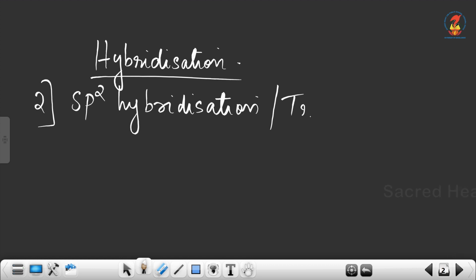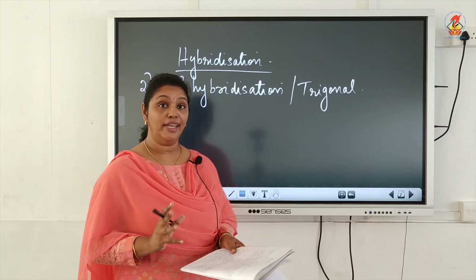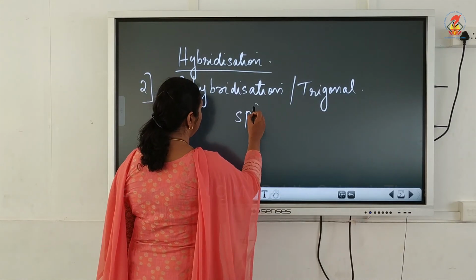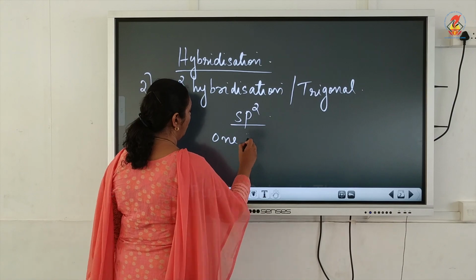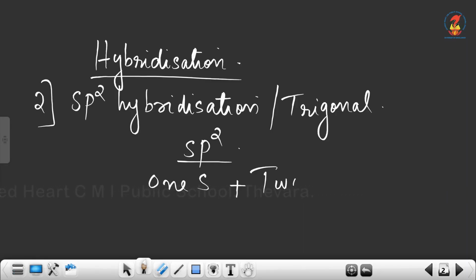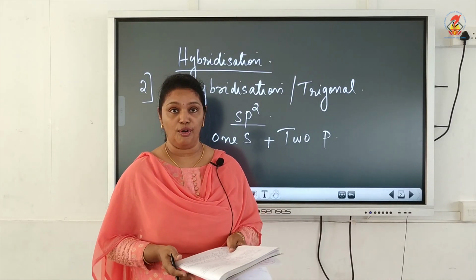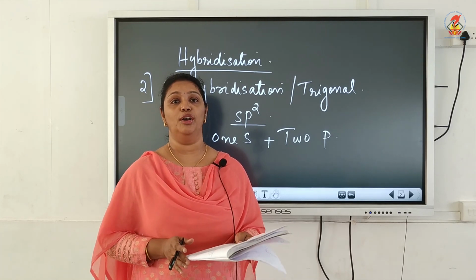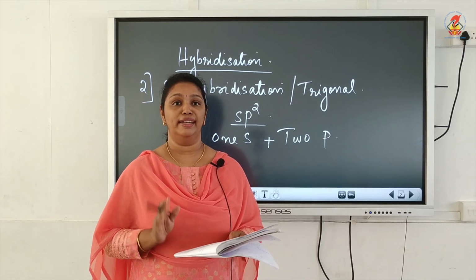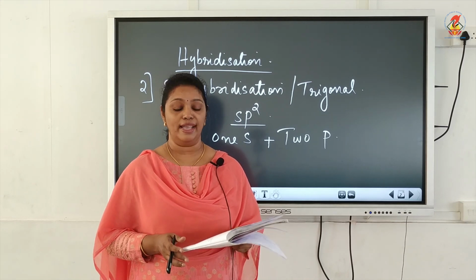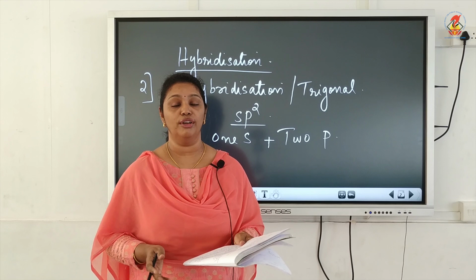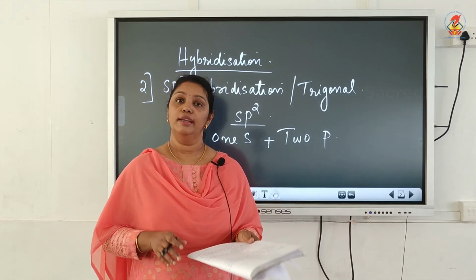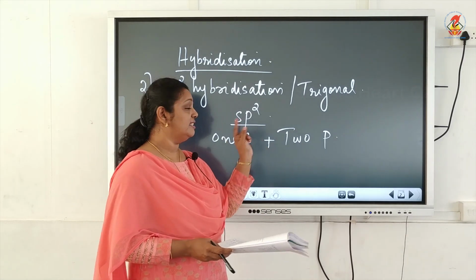or trigonal hybridization. Now from the name itself, sp2 means one s orbital and two p orbitals will overlap or hybridize to form three new hybrid orbitals of equivalent shape and energy, and we call this sp2 hybridization or trigonal hybridization.